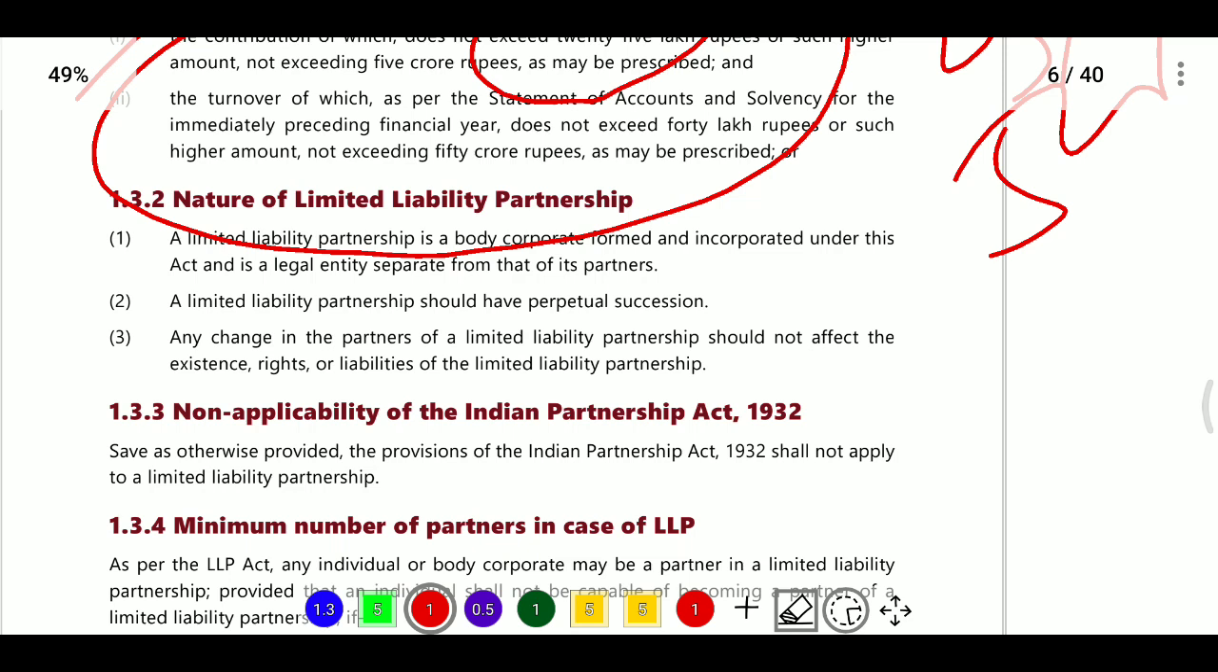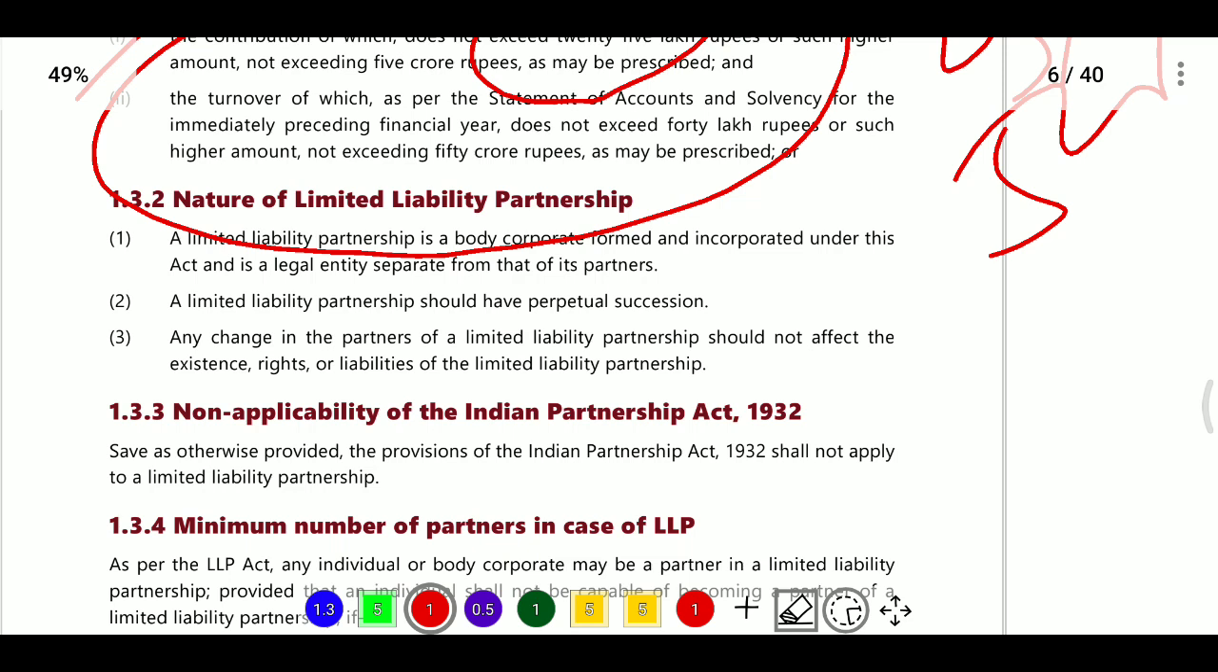So whenever the capital contribution is less than 25 lakhs and the total turnover is less than the specified limit of 40 lakhs, they may register as a small LLP. Now what are the features for this ABC Consulting Company? Limited liability. Each partner's liability is limited to their contributions. So for Rahul 10 lakhs, Priya 5 lakhs, Ankit 5 lakhs, and not beyond.